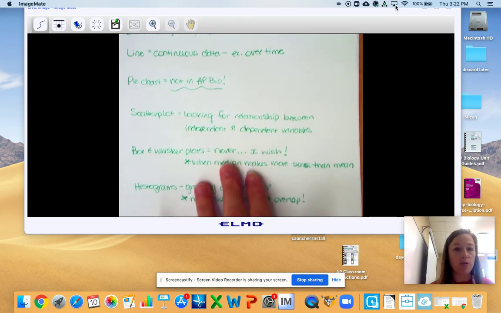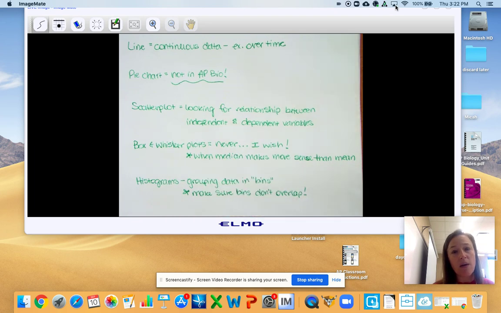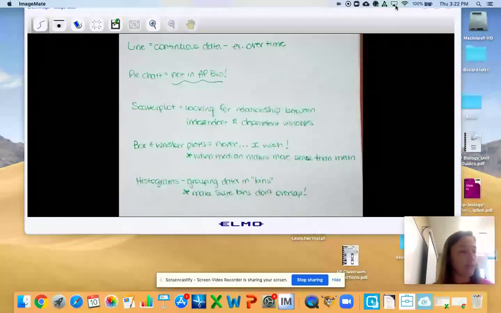Histograms are when you're grouping data into bins. You want to make sure that your bins don't overlap. We did this with height. If you're looking at 150 to 159, 160 to 169, don't do 150 to 160 and then 160 to 169, because if you have somebody at that 160 point, you don't know which group to put them in. And a histogram is just a bar graph. You're just looking at clumps of data instead of individual pieces.